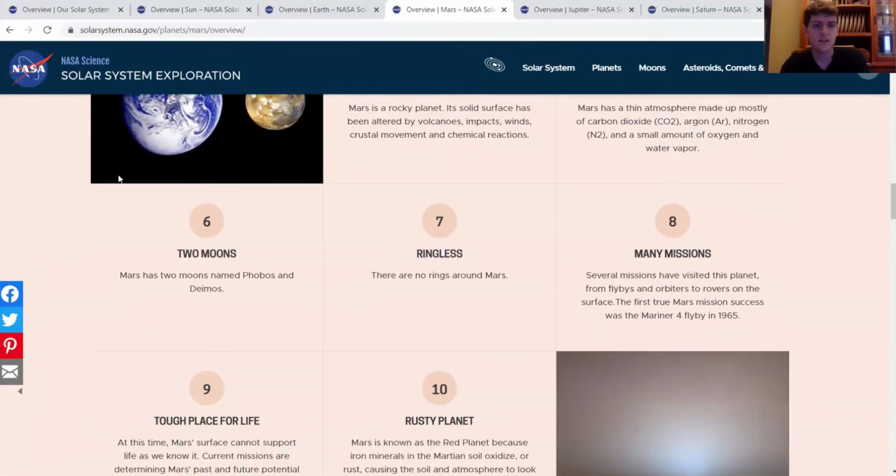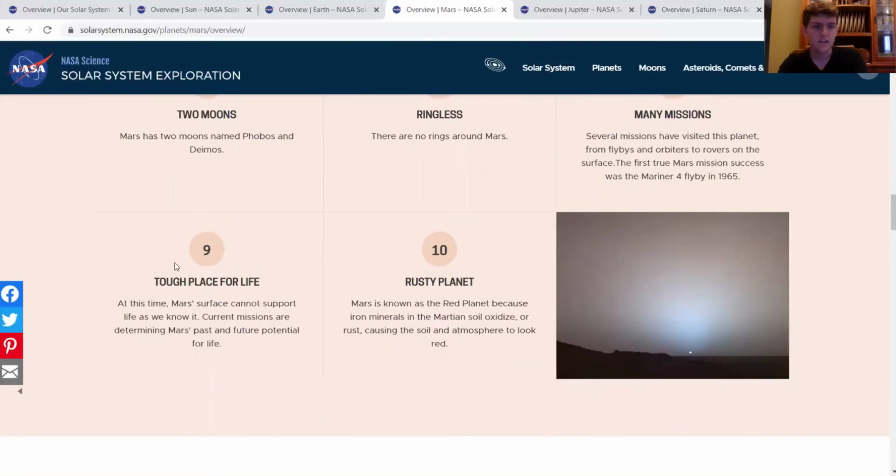Now, Mars has 2 moons, named Phobos and Deimos. It has no rings, and several missions have visited this planet, from flybys and orbiters to rovers on the surface. The first true Mars mission success was the Mariner 4 flyby in 1965. So right now it's a tough place for life. At this time, Mars' surface cannot support life as we know it. Current missions are determining Mars' past and future potential for life.